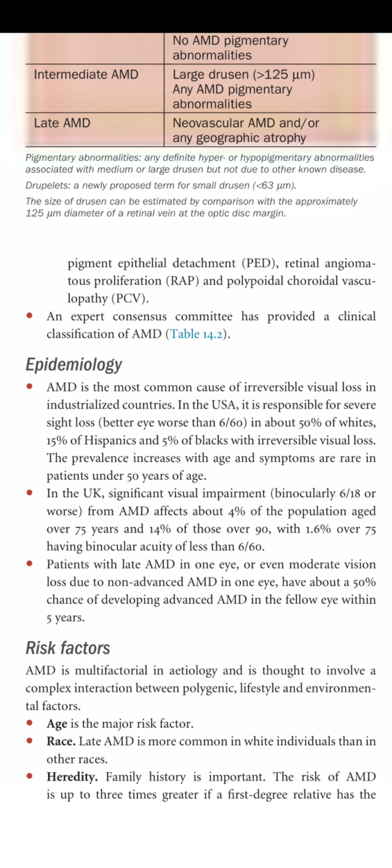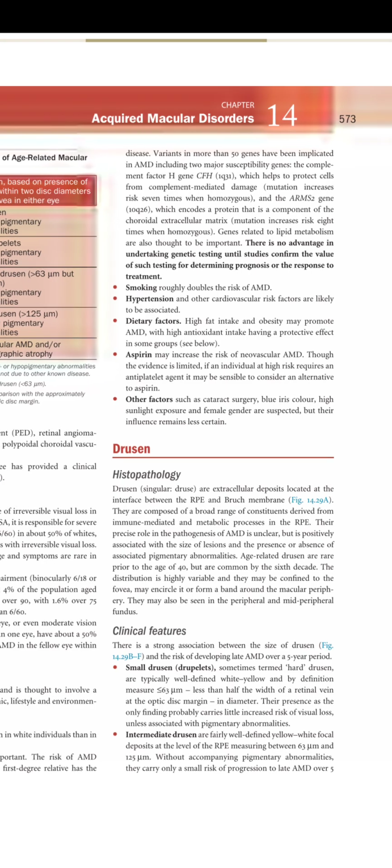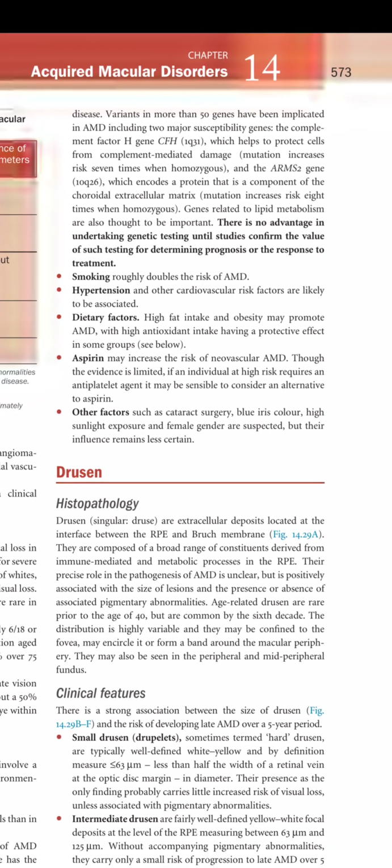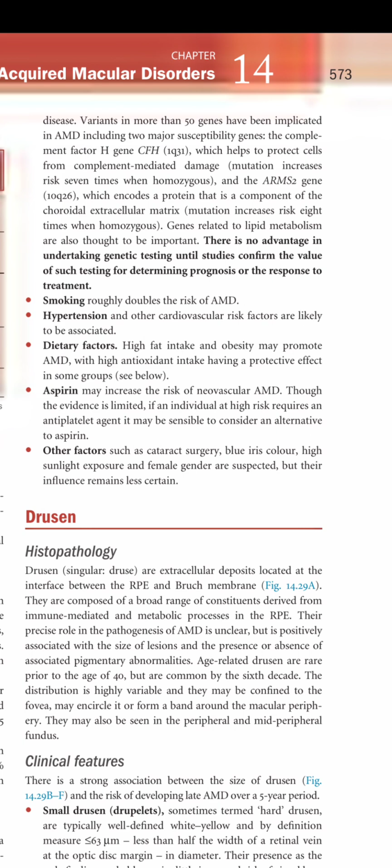Late AMD is more common in white individuals than in other races. So white individuals have more late AMD. Hereditary family history is important. The risk of AMD is up to 3 times greater if a first degree relative has the disease.